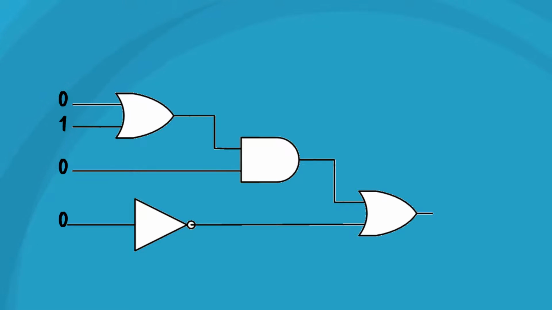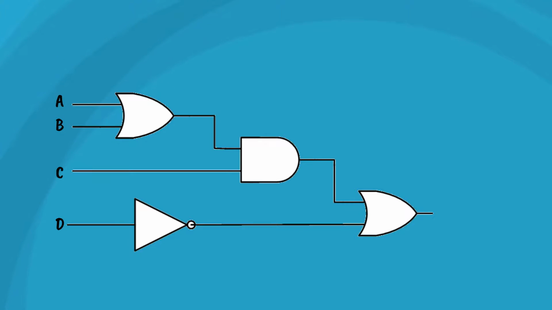Here we have an example. The first OR gate has logics 0, 1 at its input, which produces logic 1 at its output. The first AND gate has logics 1, 0 at its input, which produces logic 0 at its output. The NOT gate has logic 1 at its input. Obviously, we're going to invert, so it produces logic 0 at its output. The second OR gate has logics 0, 1 at its inputs, which produce logic 1 at its output.